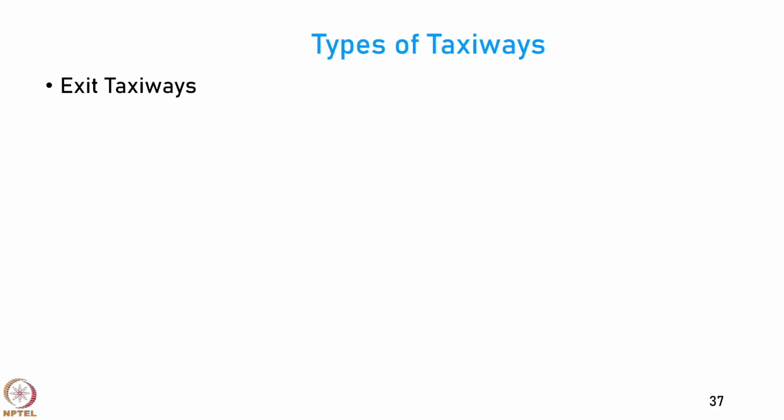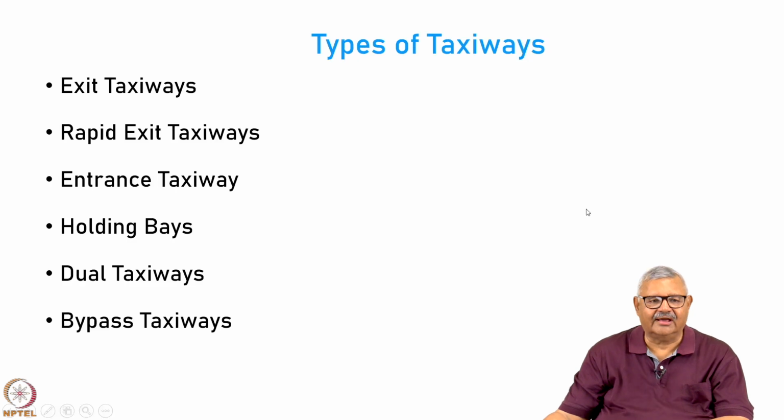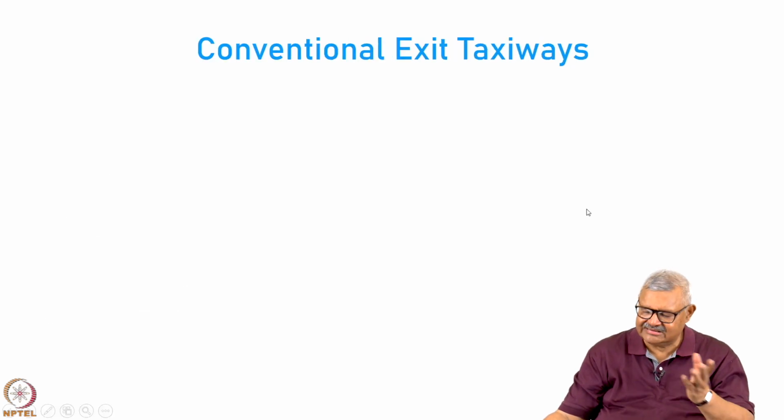Then there are many types of taxiways. For example, you could have exit taxiways, rapid exit taxiways, entrance taxiways, holding bays, dual taxiways, and bypass taxiways. We will see each of them one by one.